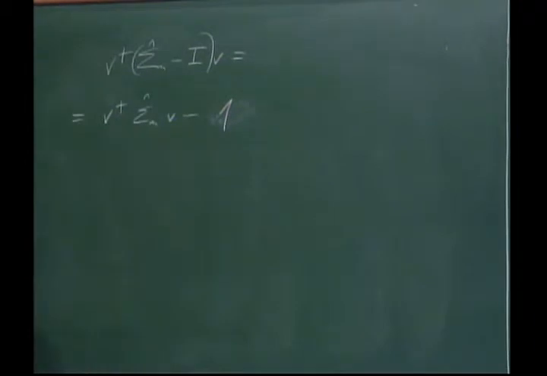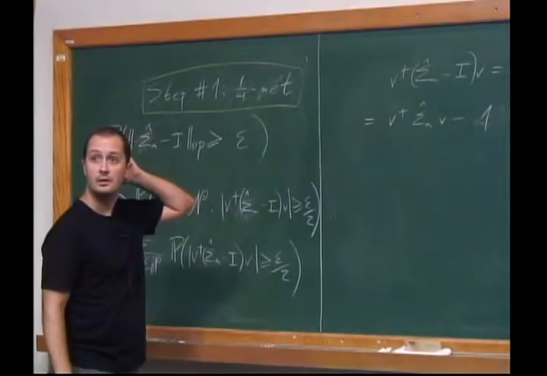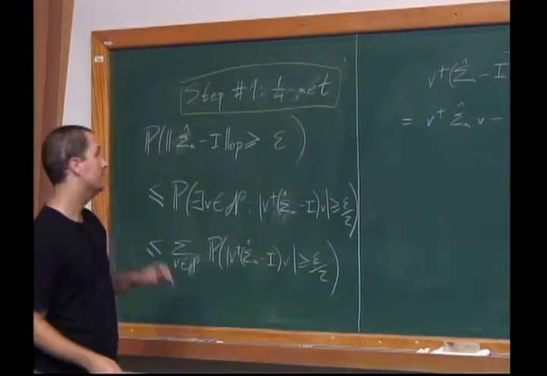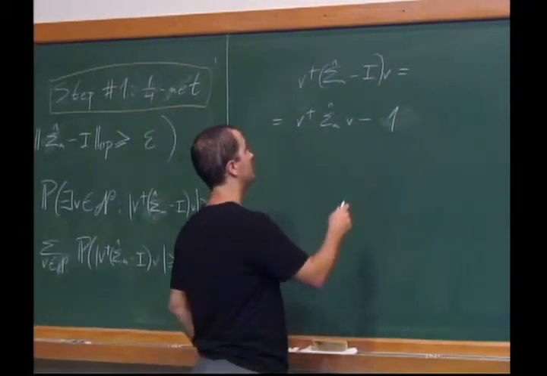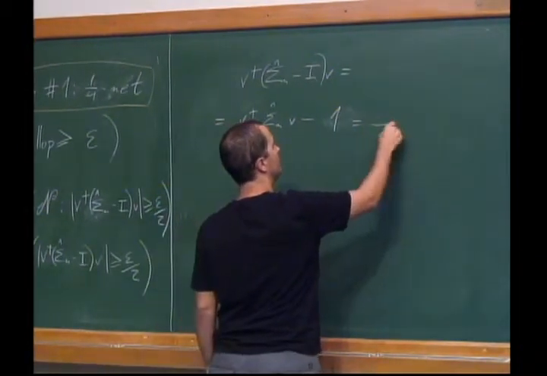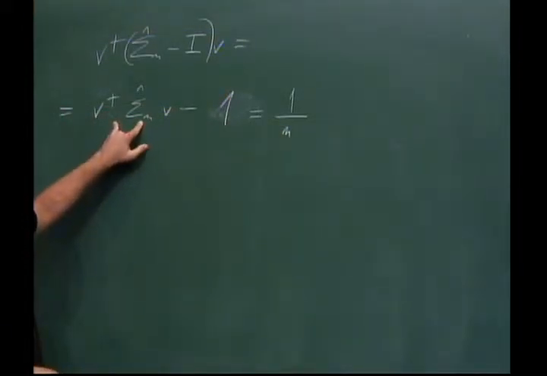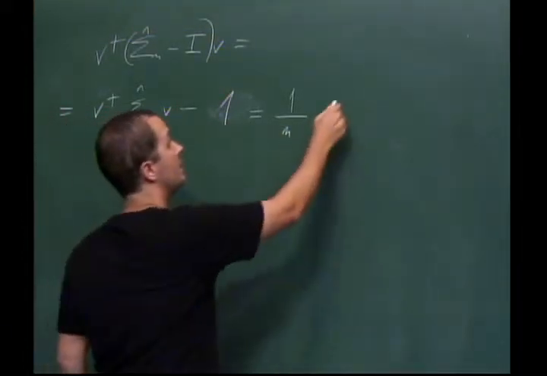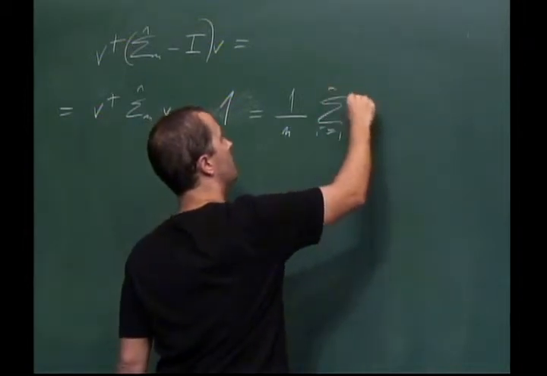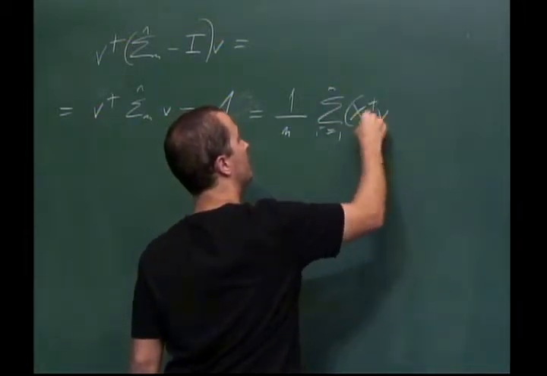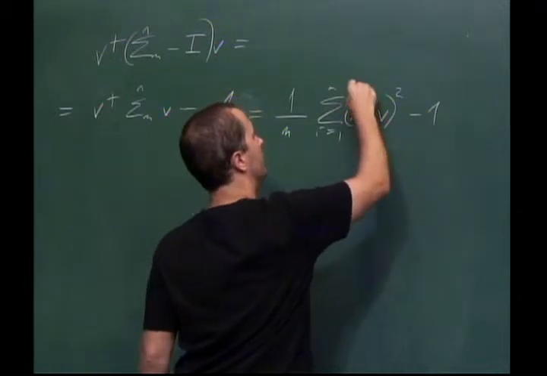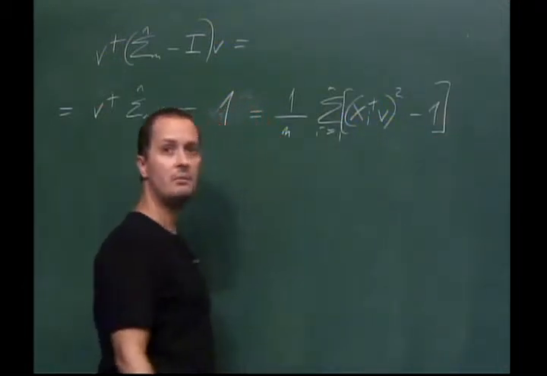Because the epsilon net is contained in the sphere, or the quarter net. So this is a sum. We know what this looks like, right? This we saw last class, that this is just the sum of the squares of the inner products of the xi's with V. So it's something nice, right?